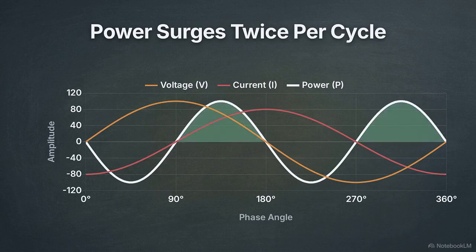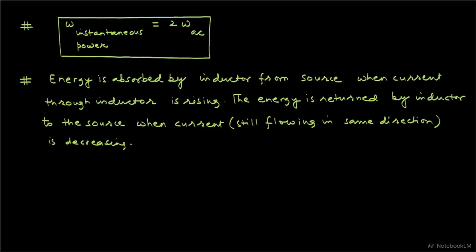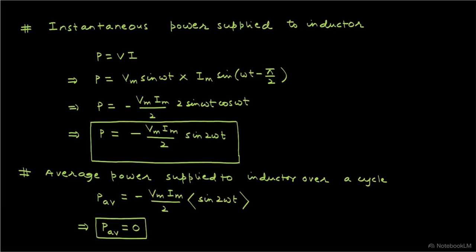We'll focus on the green-shaded positive sections, where power is greater than zero. These notes state the physical reality. During a positive lobe, the inductor actively absorbs energy to construct its magnetic field. During unshaded negative lobes, the collapsing field pushes stored energy backward. This brings us to the ultimate resolution of the paradox.